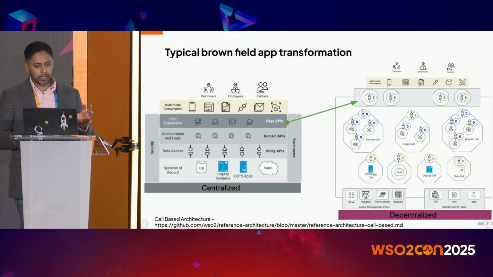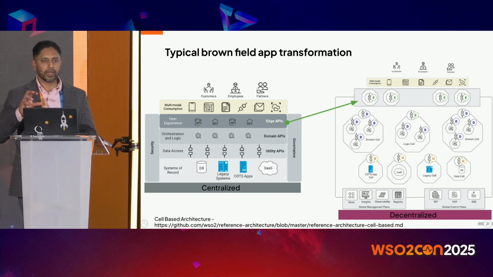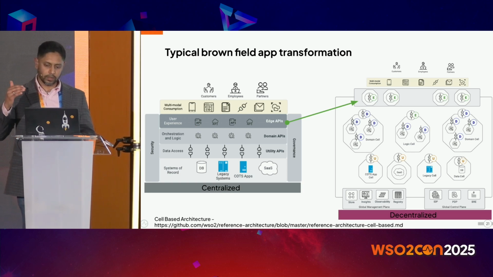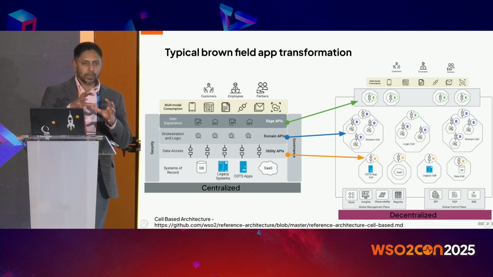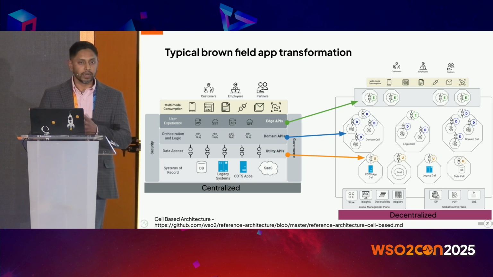So you see the edge APIs becoming gateway APIs exposed from the external-facing gateway. Domain APIs become, within each domain, APIs that can be managed interfaces within the cell or within the domain for other services to use. And then utility APIs becoming their own container, a domain or a cell in cell-based architecture. Again, when we go through the example of cell-based architecture and Choreo, we'll go over these aspects.